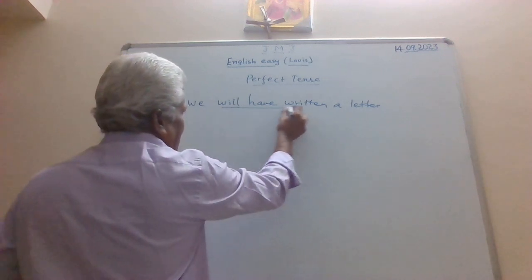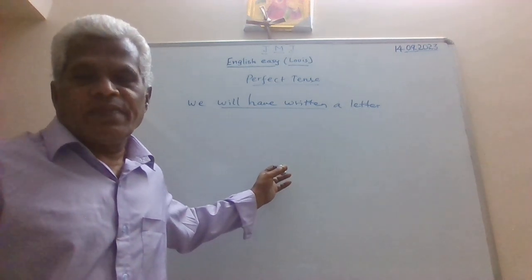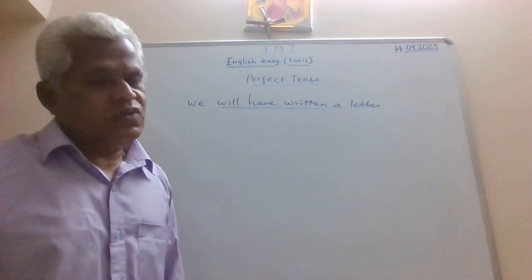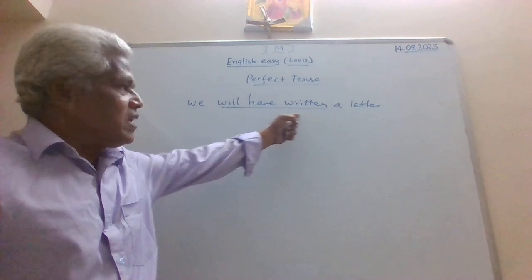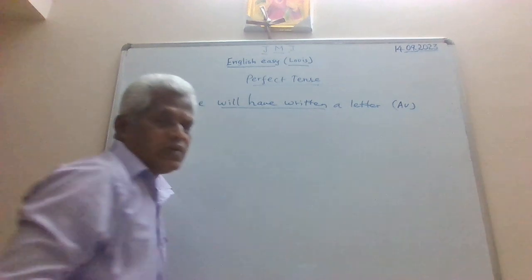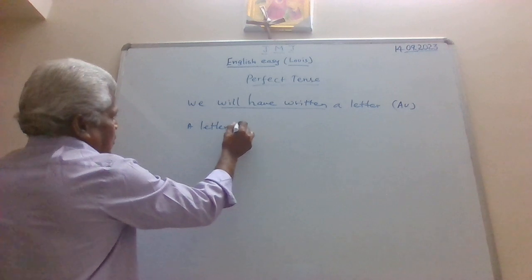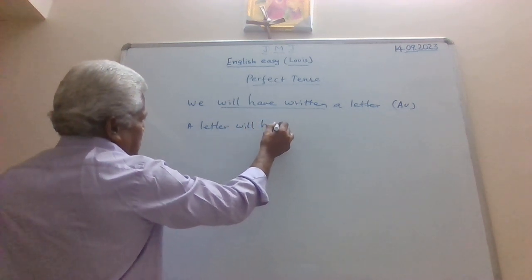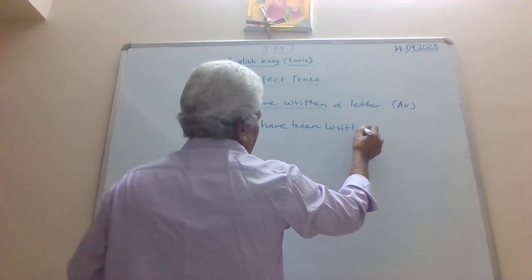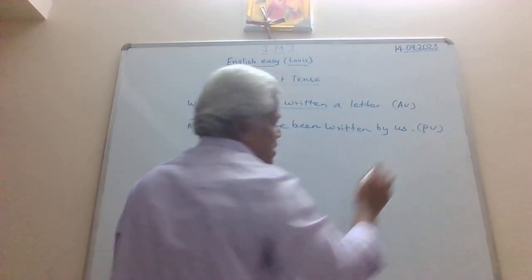See, will have written. This may look like passive voice, but this is not a passive voice. This is active voice, future perfect tense. So we will have written a letter. Now this is your active voice. And then what will be your passive voice here? See, a letter will have been written by us. So this is a passive voice.